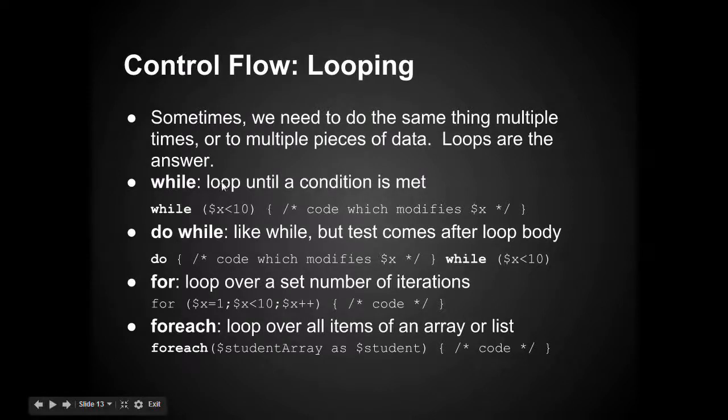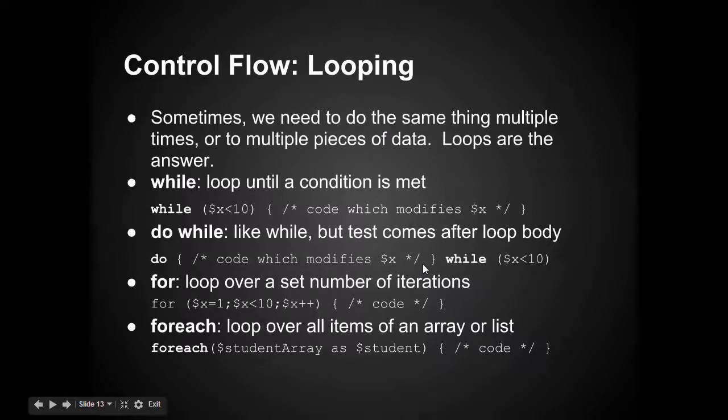What that means is that this is the condition right here, x is less than 10. And then the code in between the curly braces is the code which will be executed every time through the loop. The do while loop is exactly like the while, except the test comes second, meaning we execute the loop body first, and then we evaluate the condition. If the condition is false, we stop the loop. If it's true, we go back and do the loop body again.